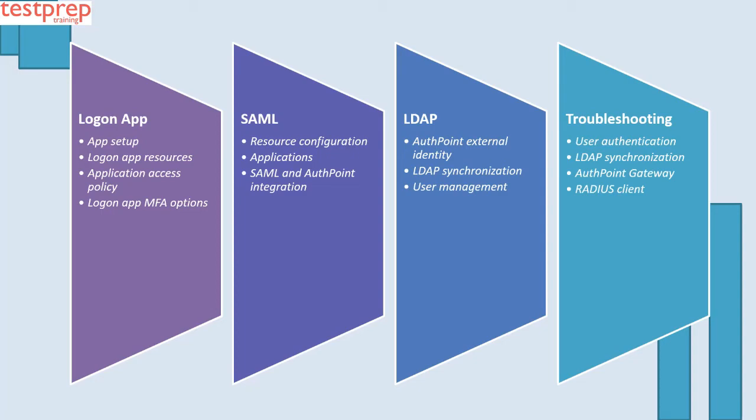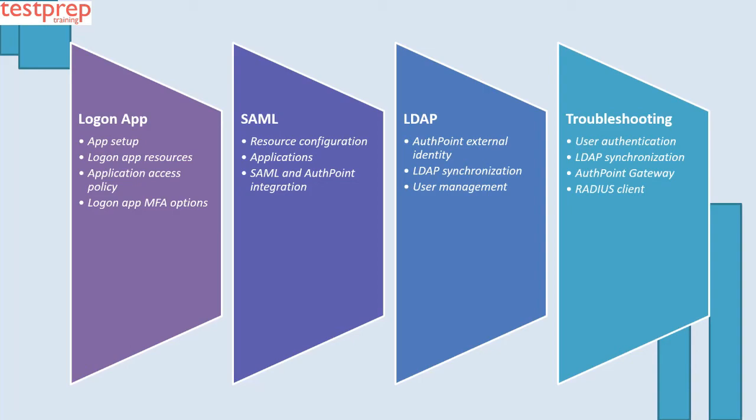4. Logon app MFA options. Topic 5, SAML. This provides understanding and knowledge of configuring SAML authentication. It includes 1. Resource configuration. 2. Applications. 3. SAML and AuthPoint integration. Topic 6, LDAP. Candidates will learn and understand about the LDAP user databases. Sections covered are 1. AuthPoint external identity. 2. LDAP synchronization. 3. User management.